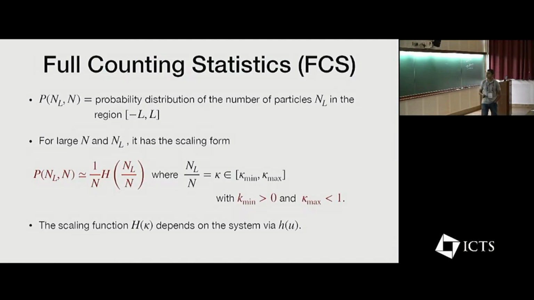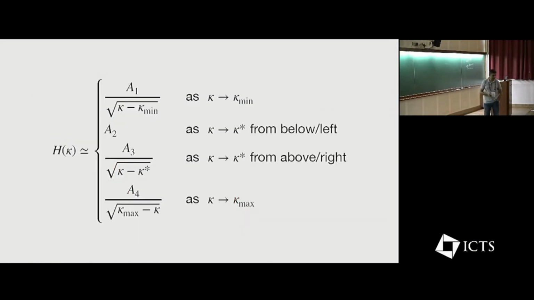Full counting statistics. There is a distribution of the number of particles in a given region from minus L to plus L. It has this scaling function where this N_L by N is this parameter K, which you can think of as a continuous parameter. Naively you would think that K can be between 0 and 1, because you have all the particles within this region or none of them. But what we find is that in this limit, K minimum is strictly greater than 0 and K maximum is strictly less than 1. You can find the expression explicitly.